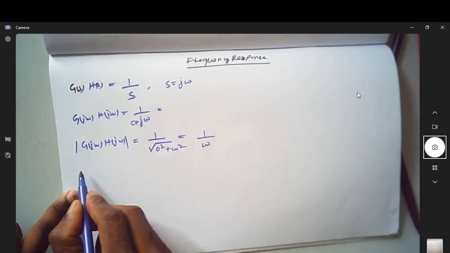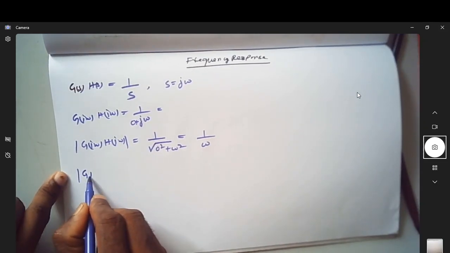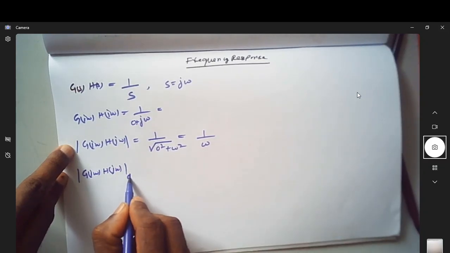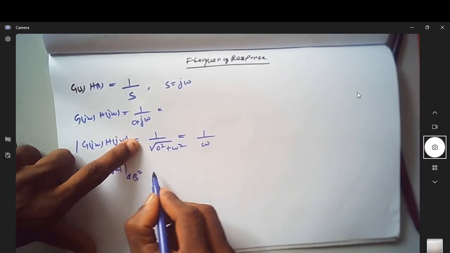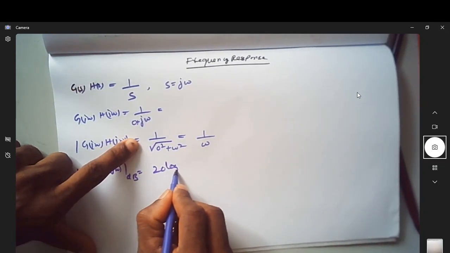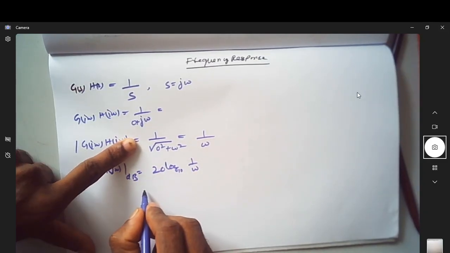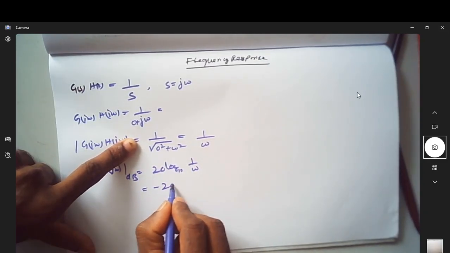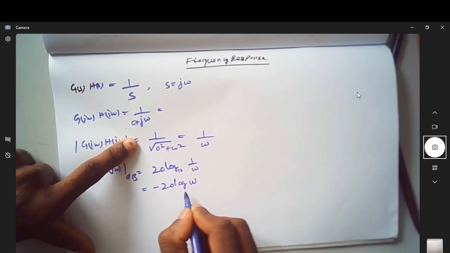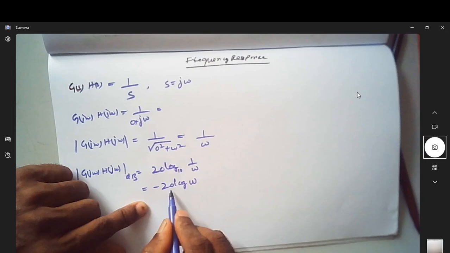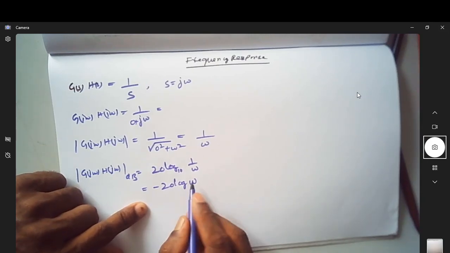If you want to find the magnitude of G(j omega) H(j omega) in dBs, I need to make it 20 log to the base 10 of 1 over omega. So this can be written as minus 20 log omega. I will not write the base as 10, it is understood that the base is 10. So minus 20 log omega is the magnitude of this.